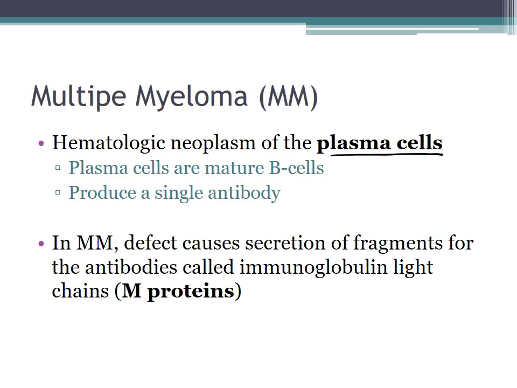Plasma cells are the mature form of a B cell, and remember that these are cells that make a single antibody. In multiple myeloma, there is a defect that occurs in these plasma cells, which causes them to let off fragments of immunoglobulin. Immunoglobulin normally consists of 2 heavy chains and 2 light chains, and in this case, there are portions of the light chain that are being sent out into the system. This is also referred to as M proteins.